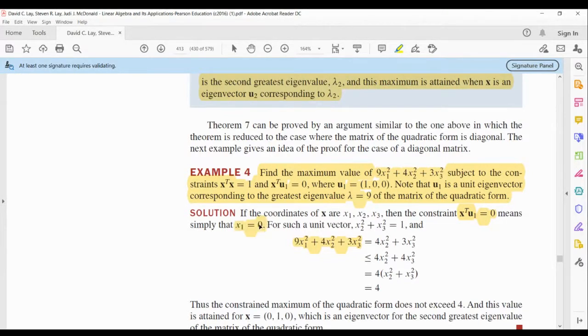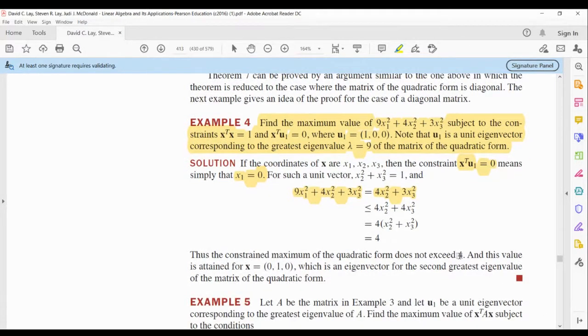This means then that x1 equals 0, and so the quadratic form gets broken down into 4x2 squared plus 3x3 squared, and the highest value that could be is 4. So the constrained maximum doesn't exceed 4, and incidentally, that value will be attained at the eigenvector 0, 1, 0, which is the eigenvector for the second greatest eigenvalue. So you see, the more constraints you put on the system, it affects what the maximum would be subject to the constraints. Absolutely fascinating. Okay, are there any questions on that?